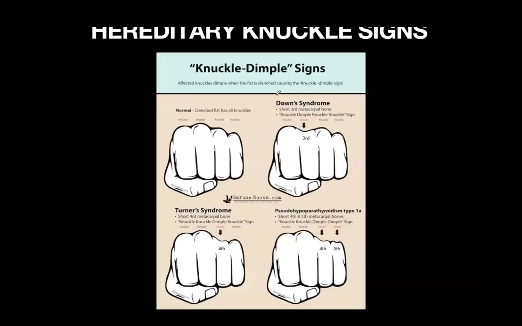All right, this is the knuckle and dimple sign, which we have seen. If there is a short third metacarpal bone, then it's mostly Down syndrome. Fourth, you will see in Turner's. Fourth and fifth together, you will see in pseudohypoparathyroidism.